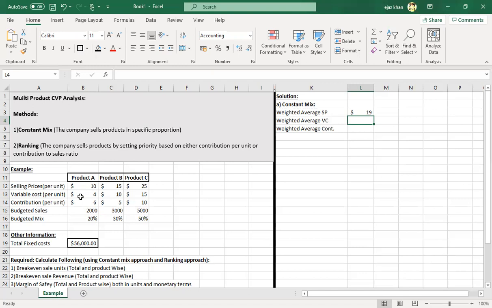So I hope you have done it. So now we have to multiply these variable costs one by one, either by the percentage values, that is the mix, or by the demand values. But in case of the demand values, we have to divide it by the sum of the demand as well to find out the average value.